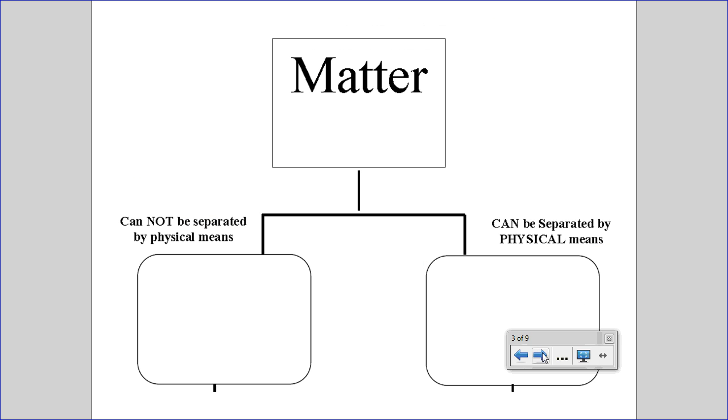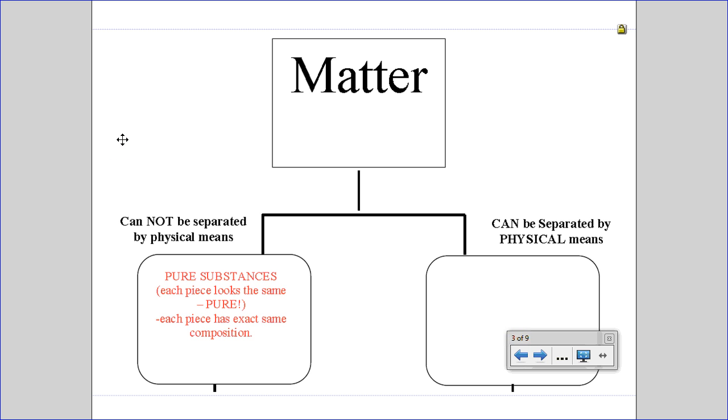So matter can be split into two categories. On the left, we can see the things that cannot be separated by physical means. You should write down in there, those are the pure substances. Those are the things where each piece looks identical and the same at the atomic level. Each piece has the exact same composition. It would be like a bag of all green M&Ms. You open the bag, every piece is identical.